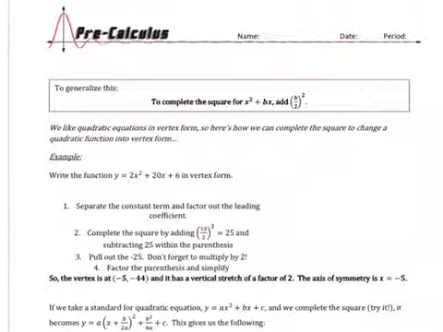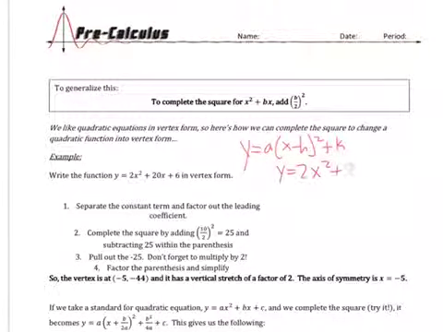Remember, vertex form is this: y equals a times (x minus h) squared plus k. And so we notice that we have this parentheses squared. That's what we're going for. And we just did a bunch of completing the square that ended up with some parentheses squared, a binomial squared. So let's see what we have. We have y equals 2x squared plus 20x plus 6.